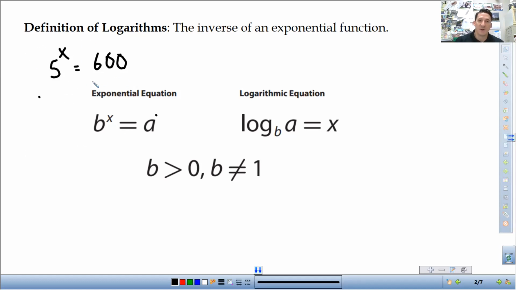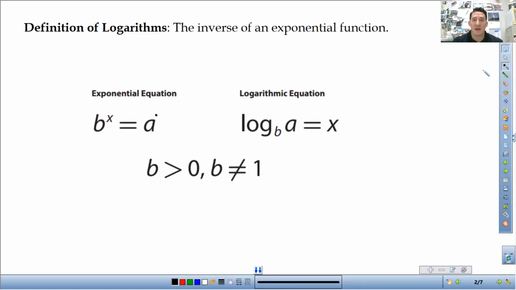We are going to be using logs to solve an equation like this, but there's a few things to introduce first: what logs are, how to put them into calculators, and different properties of logs before we get into the actual solving of logs and exponentials using logs.